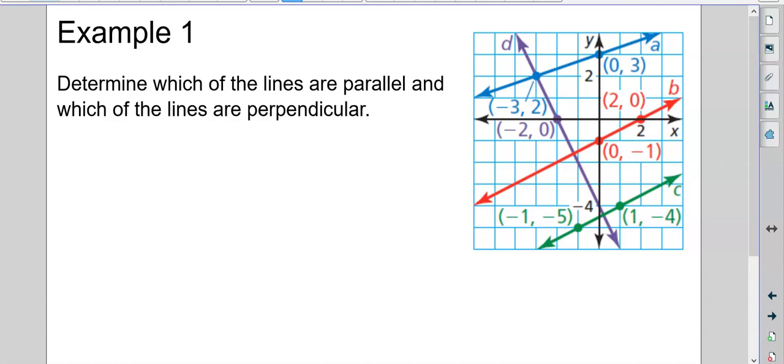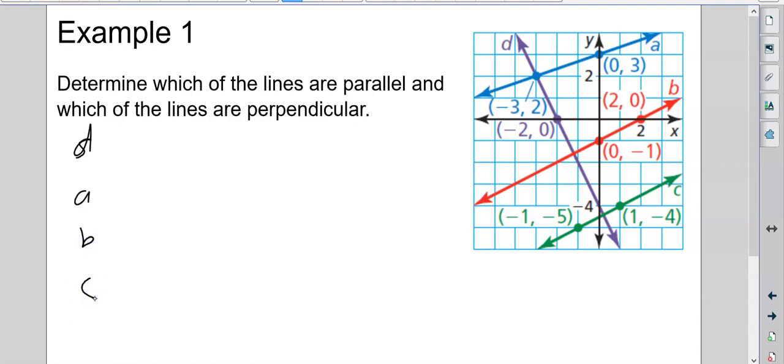Okay, determine which of the lines are parallel and which of them are perpendicular. So we need to find the slopes of all these lines. So, we have line D, we have line A, we have line B, and we have line C.